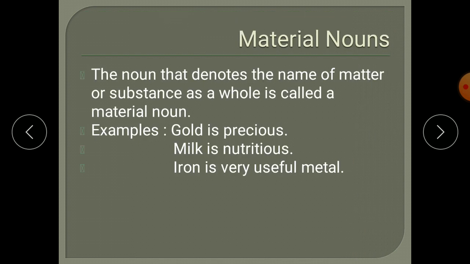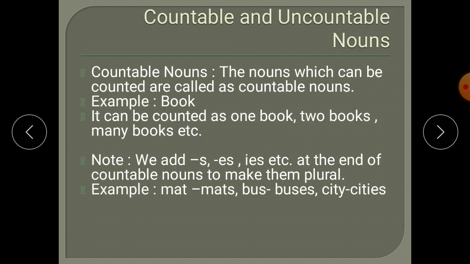So let's read out the definition of material nouns. The noun that denotes the name of a matter or substance as a whole is called a material noun. Like, gold is precious. We are talking about the metal gold. Milk is nutritious. Iron is a very useful metal. So gold, milk, iron, all these are examples of material nouns.